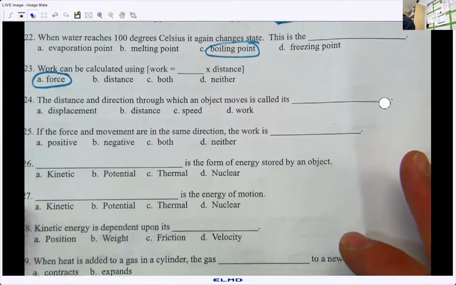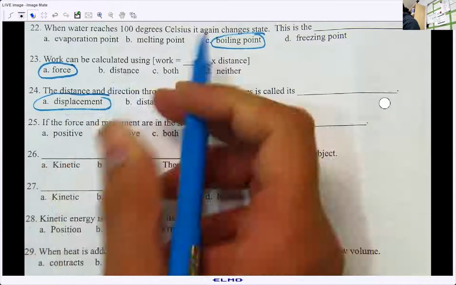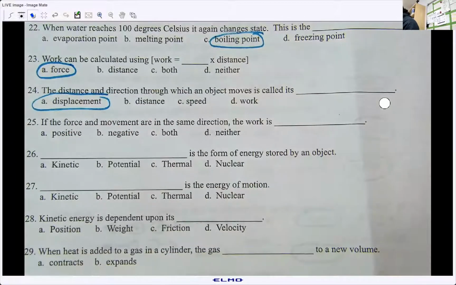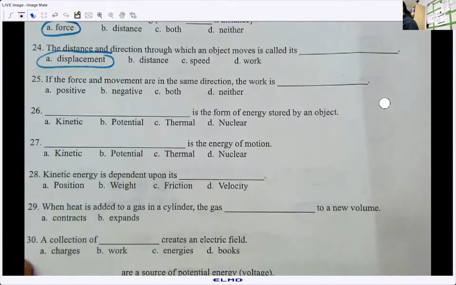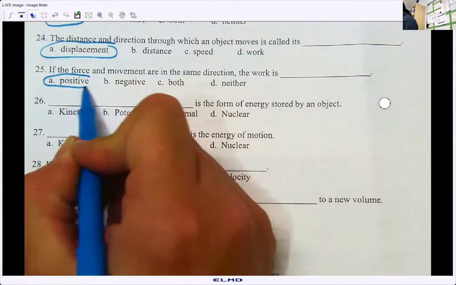Distance and direction through which an object moves is the displacement. If the force and movement are in the same direction, the work is positive. You're doing positive work.